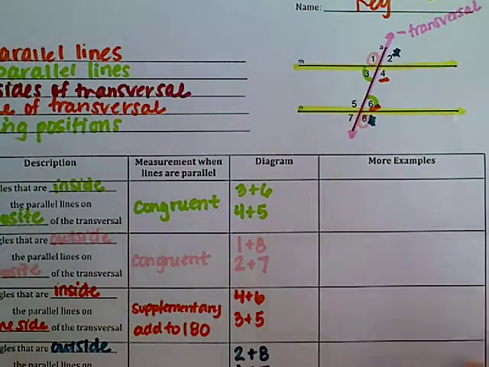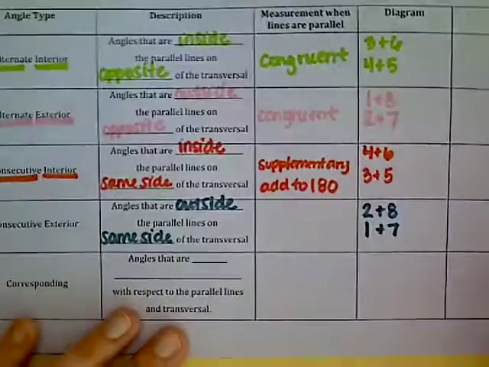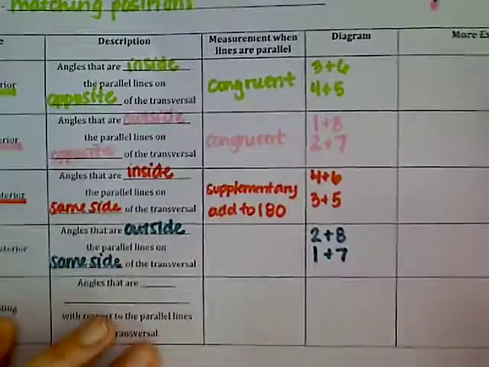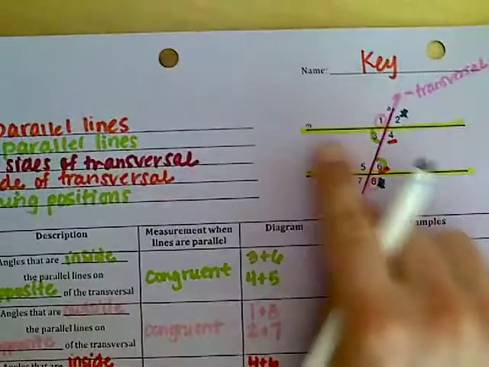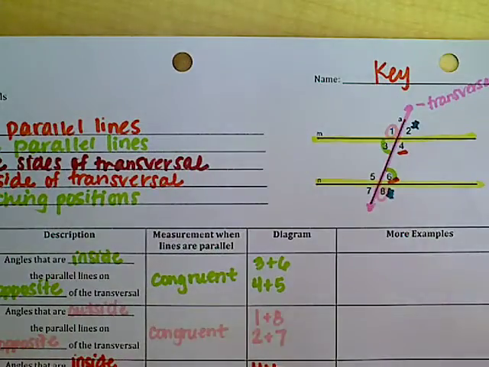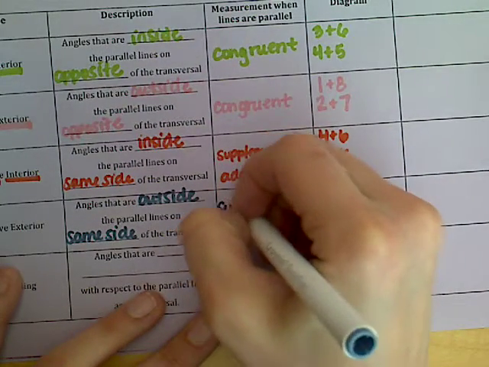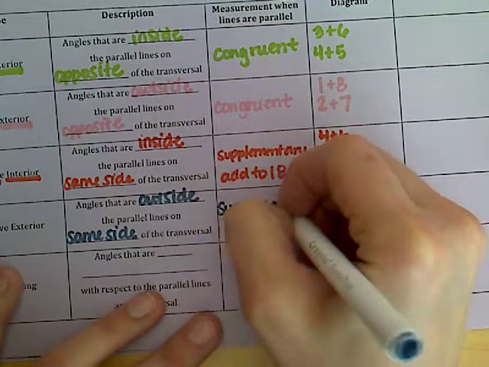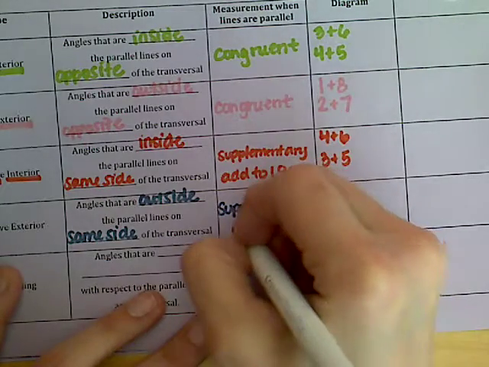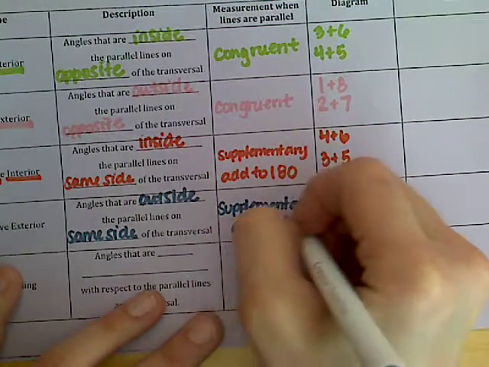And I know it's tricky with all these colors in the diagram. I can't erase it, but just do your best to figure it out. I think highlighting these parallel lines, highlighting the transversal helps a lot. These angles are also going to be supplementary. They also add to 180.